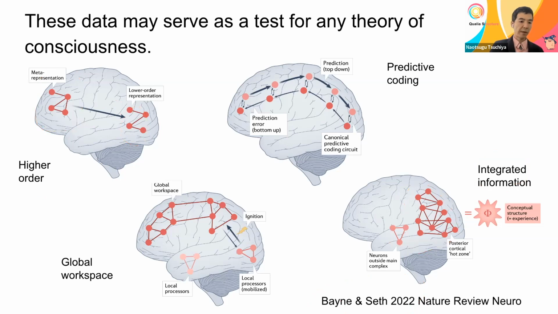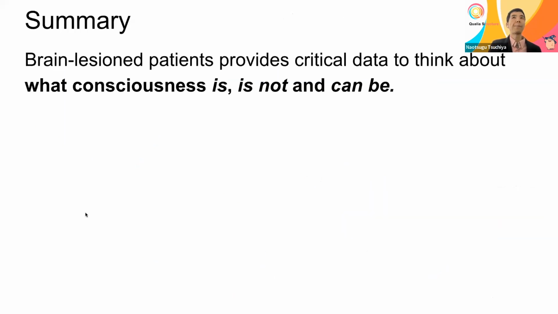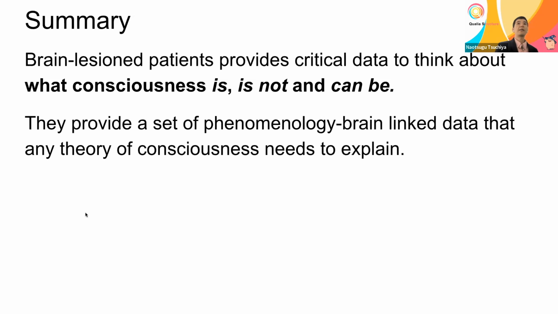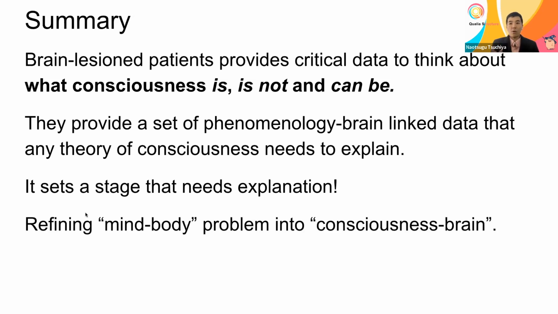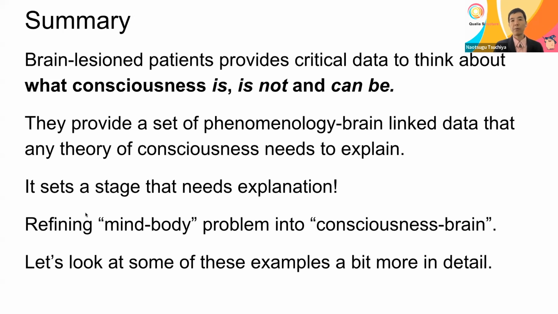So to test or evaluate these theories, these clinical cases are also important. In summary of the first part of the lecture, brain lesion patients provide critical data to think about what consciousness is and is not and can be, depending on the lesions. They set the stage for the phenomenology-brain link, and any theory of consciousness has to explain that. With this, we can redefine our question of the mind-body problem into the consciousness-brain problem. And we'll next look into more details of these types of lesions.